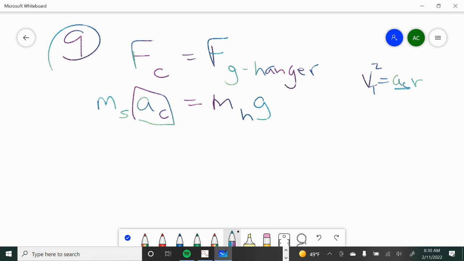Solve that equation for centripetal acceleration. Solve for AC. If I solve for AC, what does that equal to? Vt squared divided by r. So centripetal acceleration is Vt squared divided by r. So I can plug that in over here.